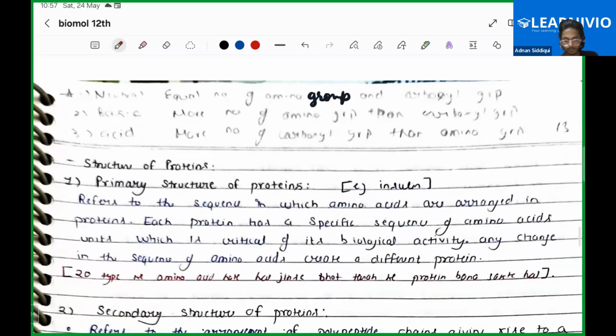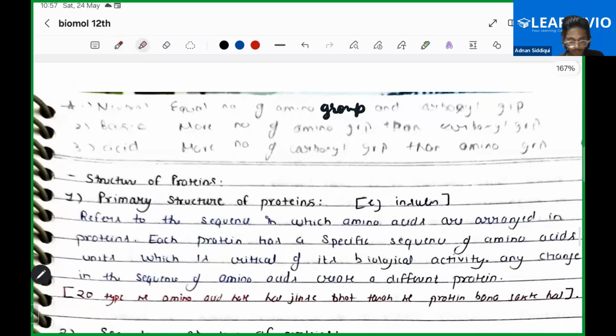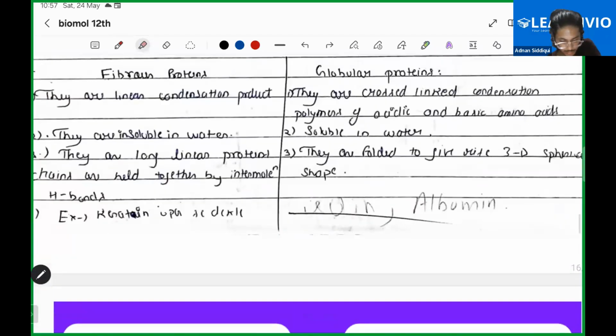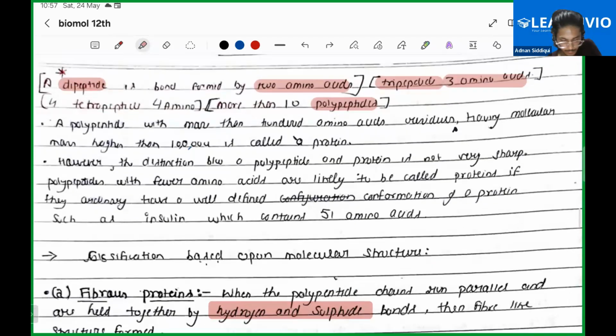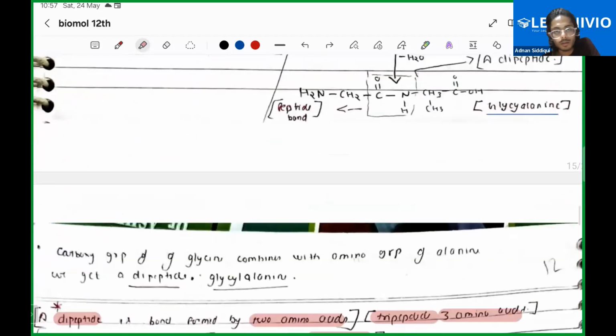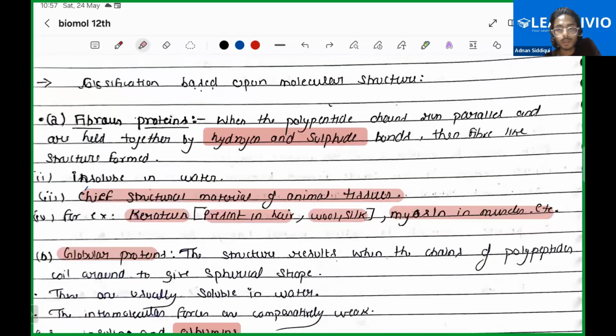This we already discussed. Neutral amino acids have an equal number of amino and carboxyl groups. Basic has more amino groups. Acidic has more carboxyl groups. We talked about the classification of protein on the basis of molecular structure.